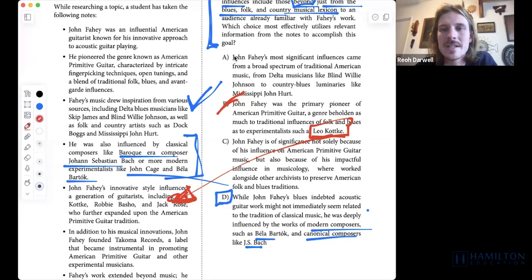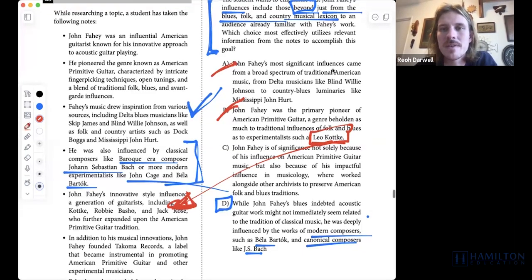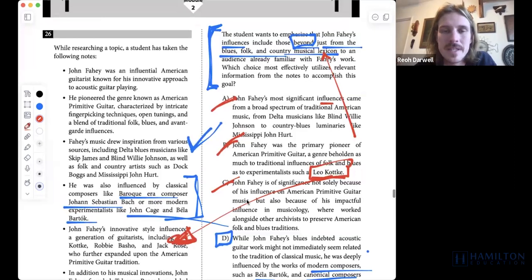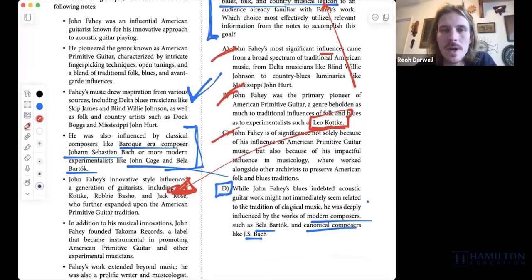A does the opposite. It talks about the influences, particularly from this lexicon. And then finally, C talks about his significance beyond his influences, but we're not talking about his influences beyond those that we're looking for. It doesn't have the right parameter. So B is a difficult distractor to get rid of, but once you see why D is better than B, I think it's pretty clear for 26.